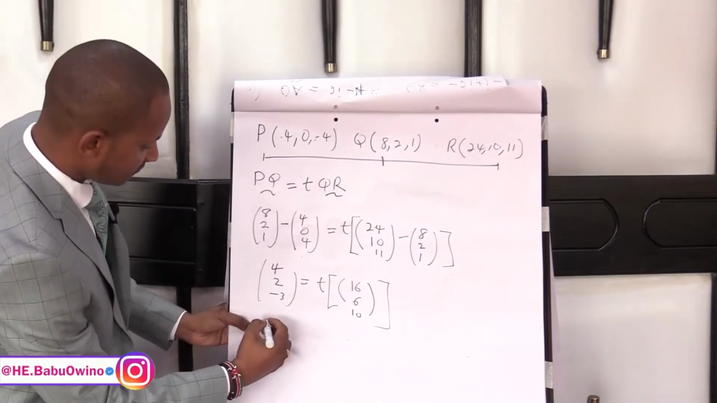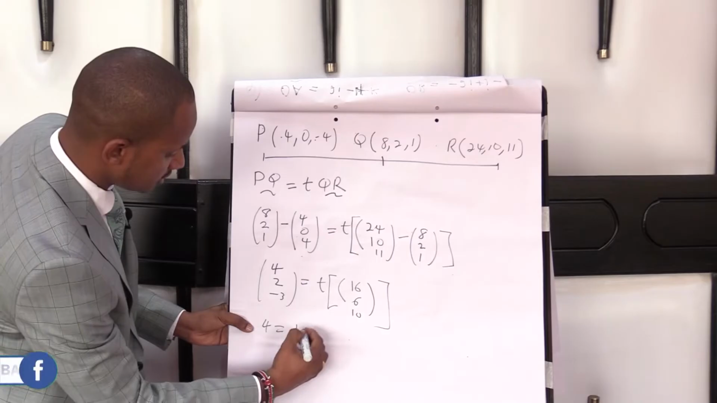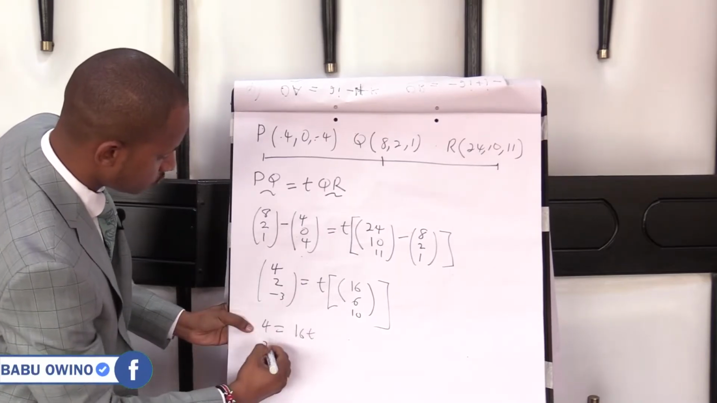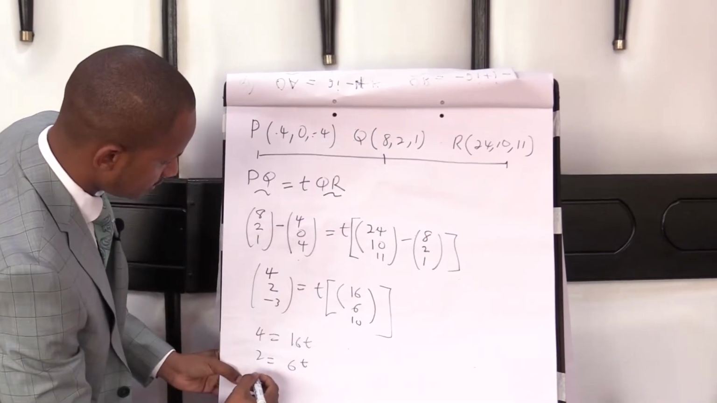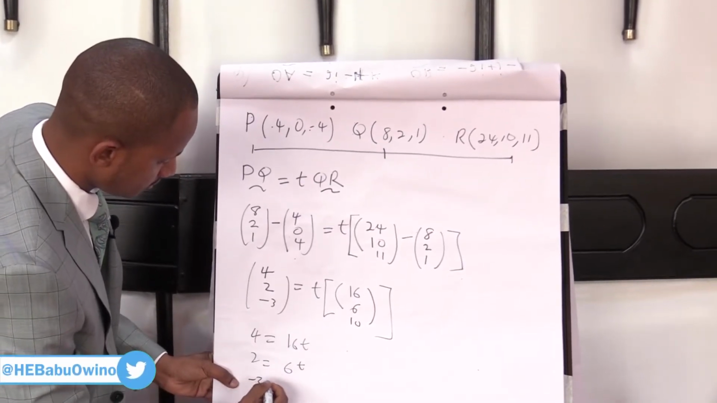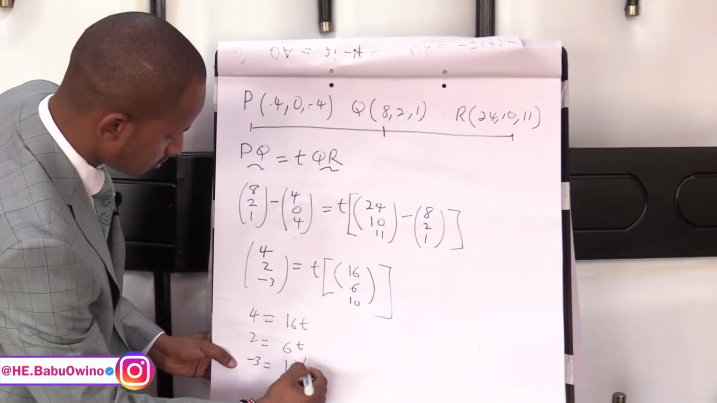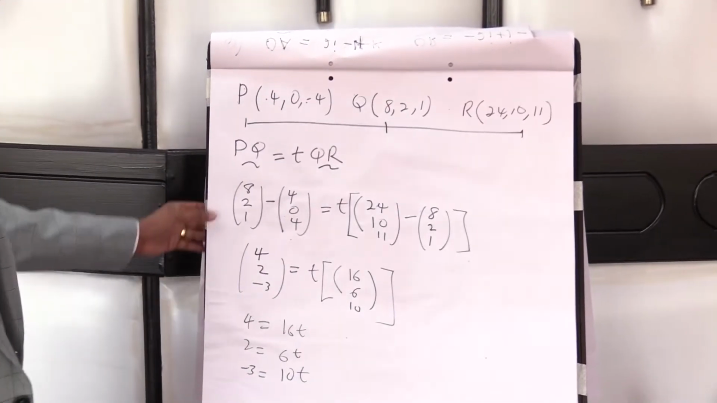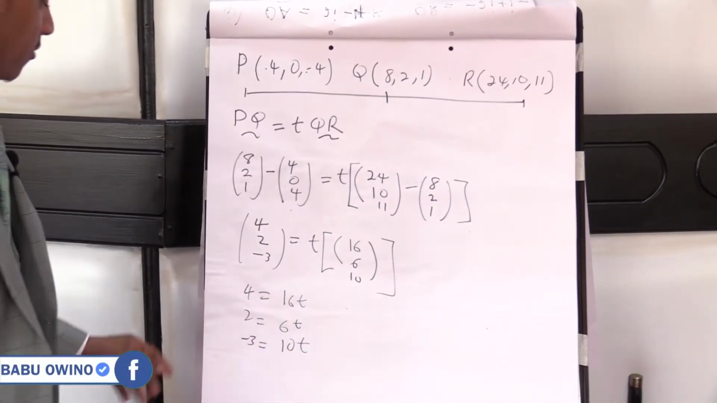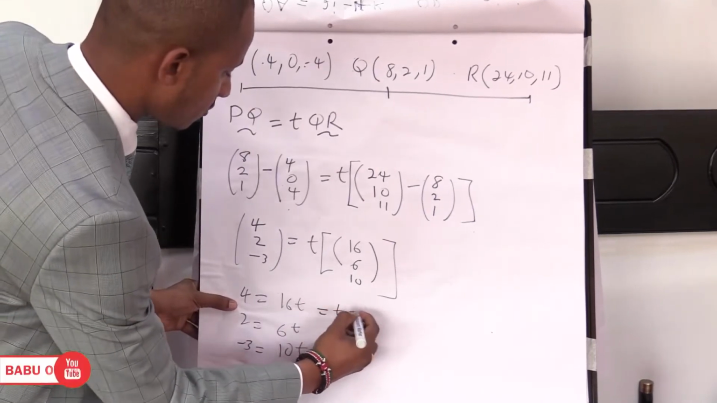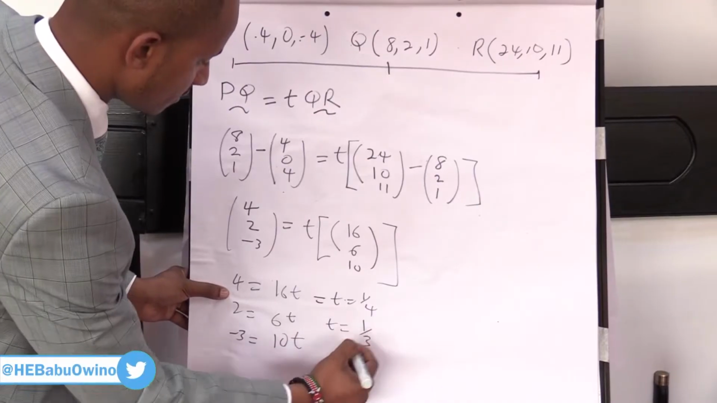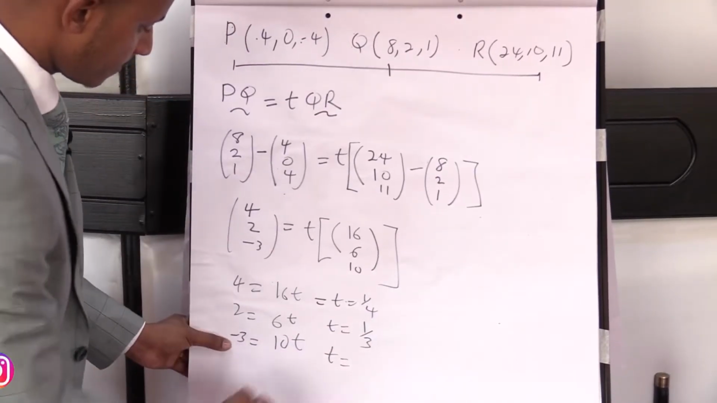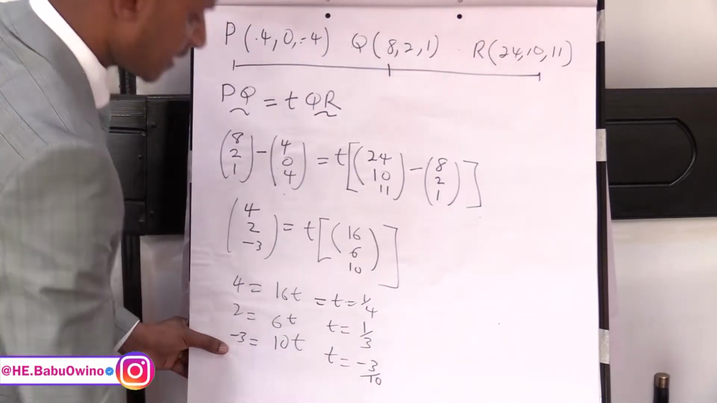So open this further. 4 equals 16t, 2 equals 60, and minus 3 equals 10t. So here when you open up, t is a quarter, while t here is a third, while t here is minus 3 over 10.